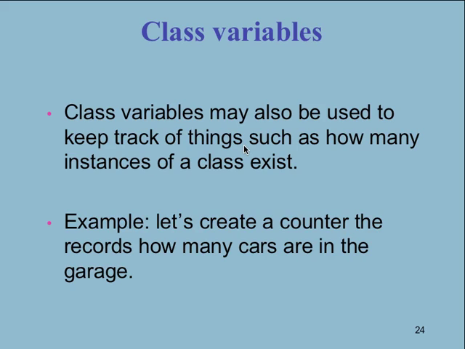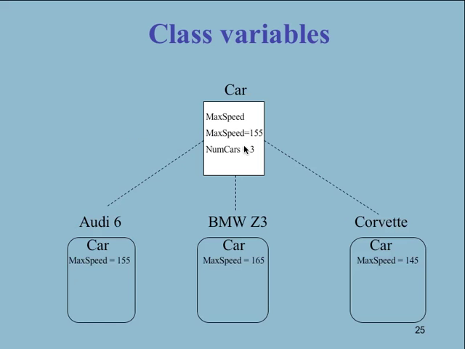So as an example, let's create a counter that records the number of cars that are going to be in the garage. Number of cars here would be 3. And this would use the static keyword on number of cars, and we would keep it at the car level, at the class level.